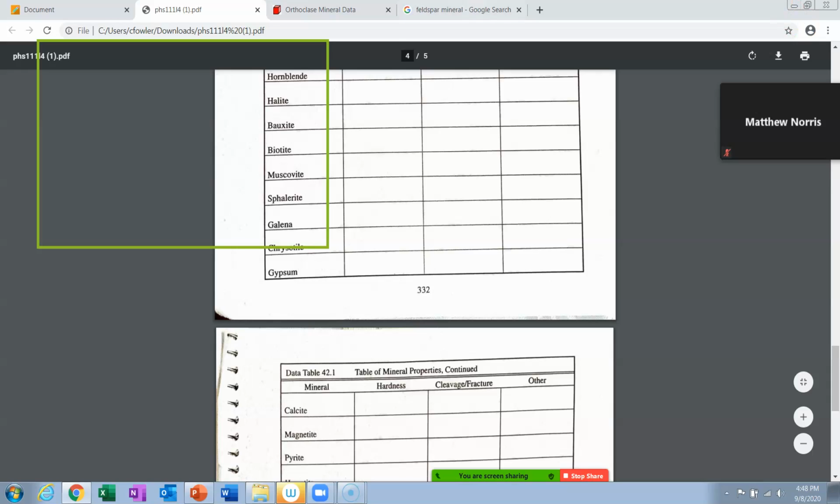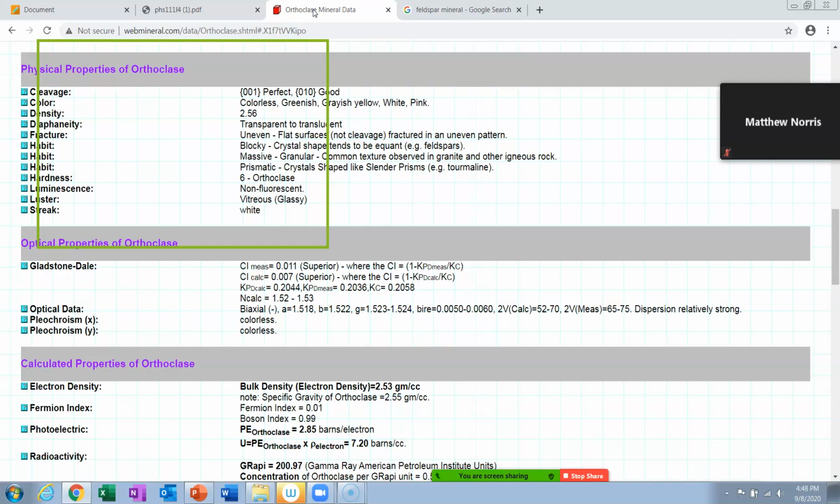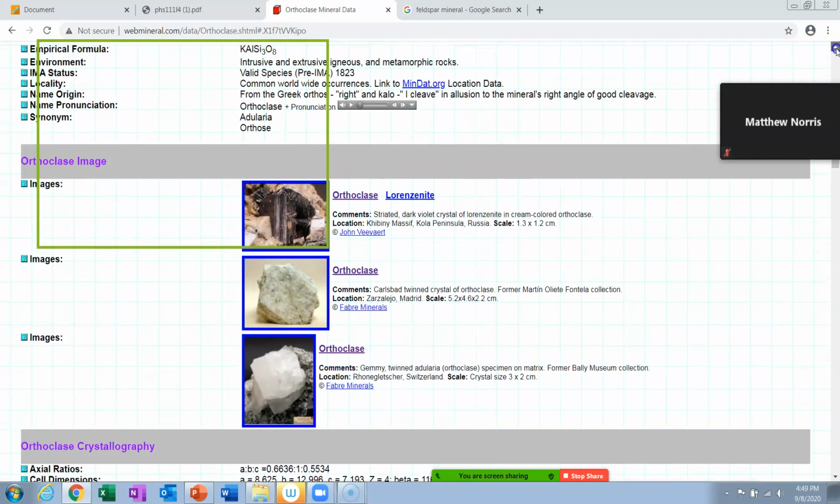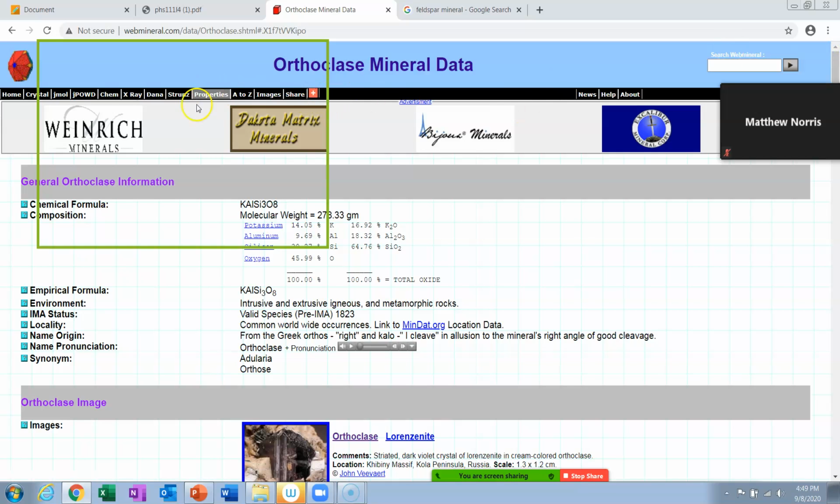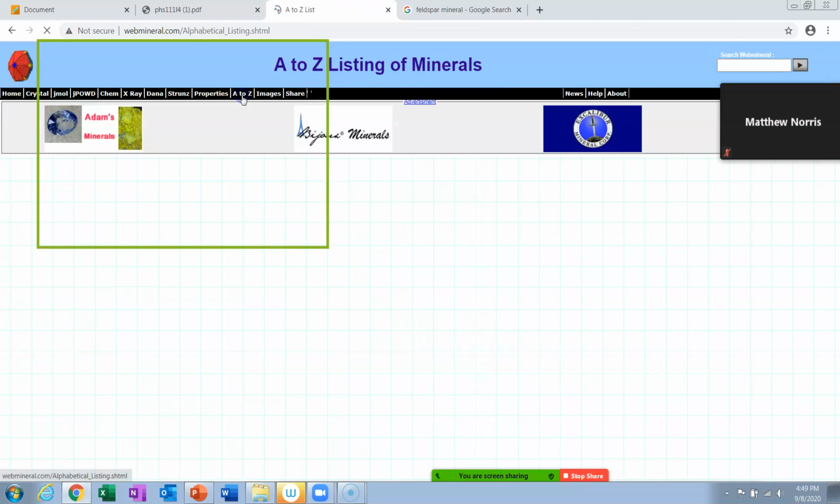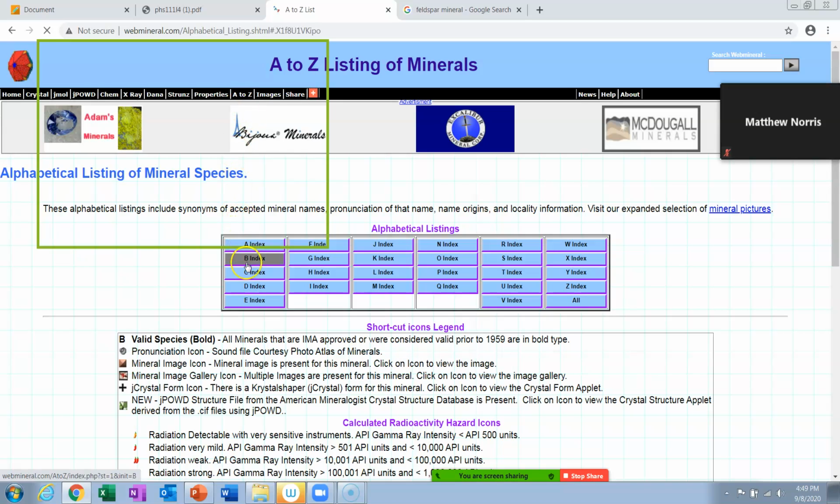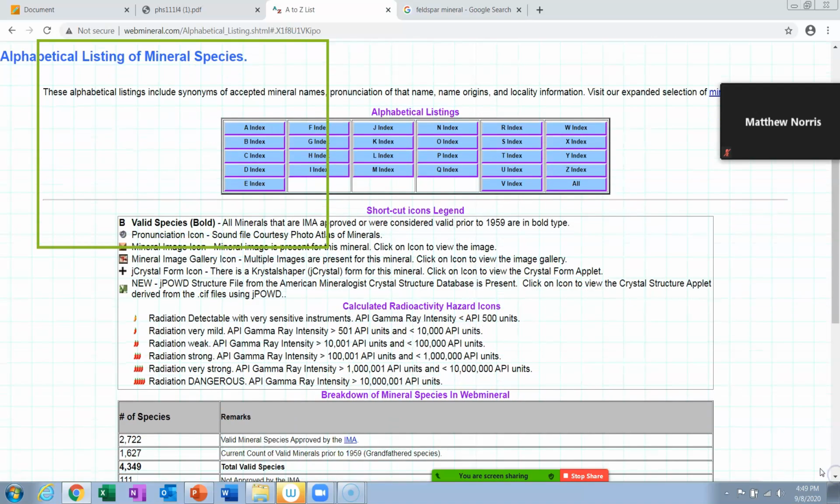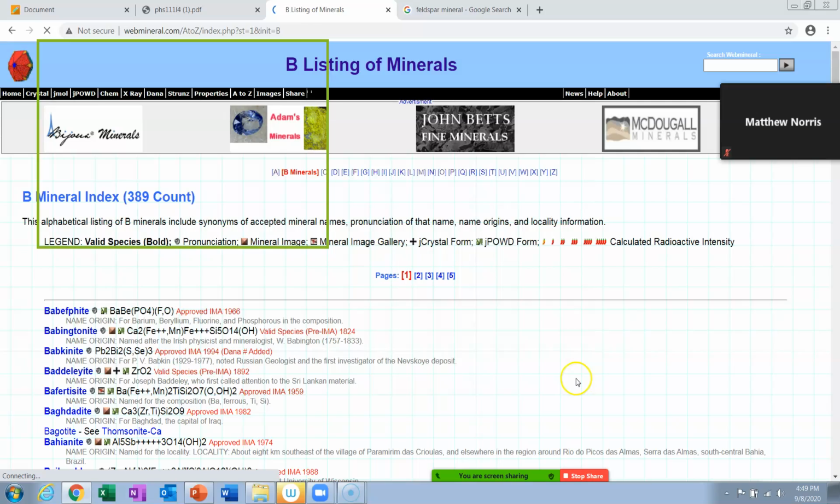Here's one I'm almost certain is not going to be found: bauxite, because that's again a classification of minerals. So let's just see if bauxite is listed. Let's go back to this one, go back to A to Z, and see if we can find bauxite. Now you might have to write things down to make sure that you have the right spelling. I've run into these enough that I know them. That's under B index, and let's see what we find.